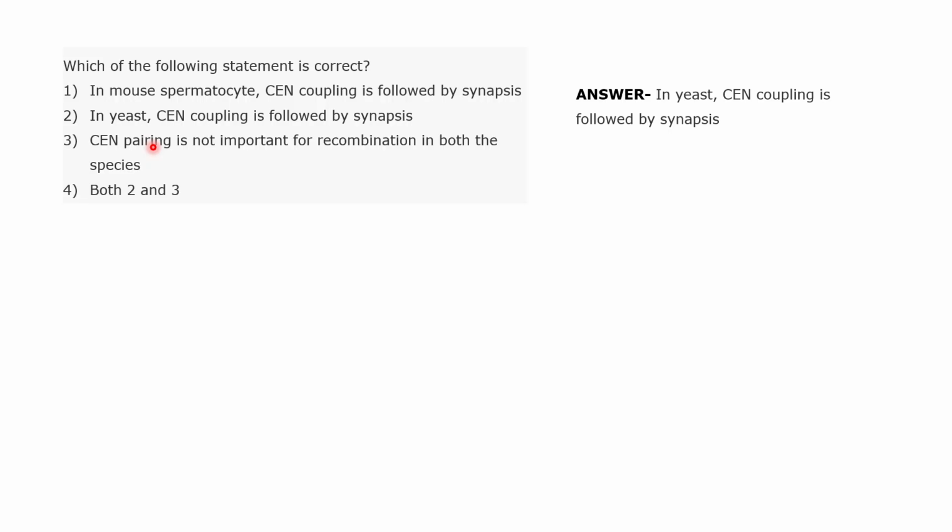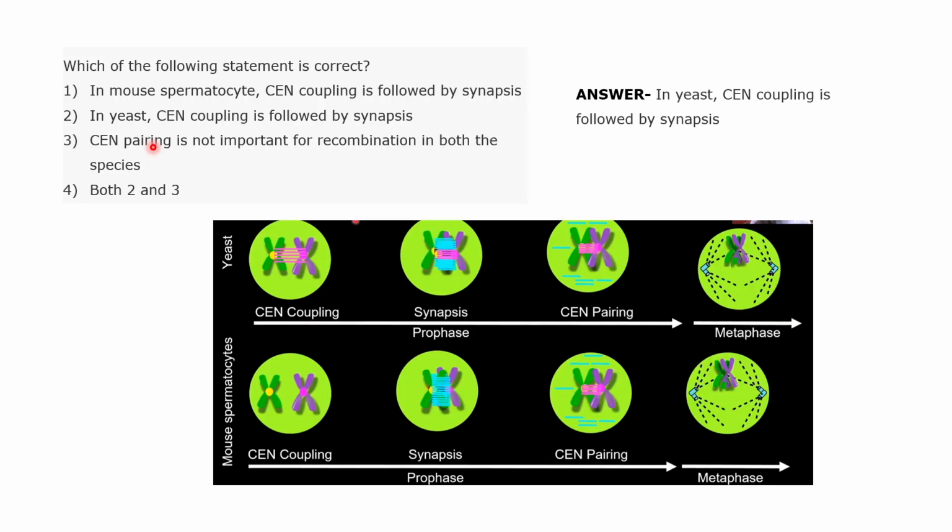Yeah, so basically you are right. Excuse me, I think option number 2 is the correct answer. In case of yeast, centromere coupling is followed by synapsis. You can see that in option number 1, in mouse spermatocyte, centromere coupling is followed by synapsis. This is one of the snapshots that I took from the video lectures. In case of mouse spermatocyte, you can see that centromere coupling is not taking place.